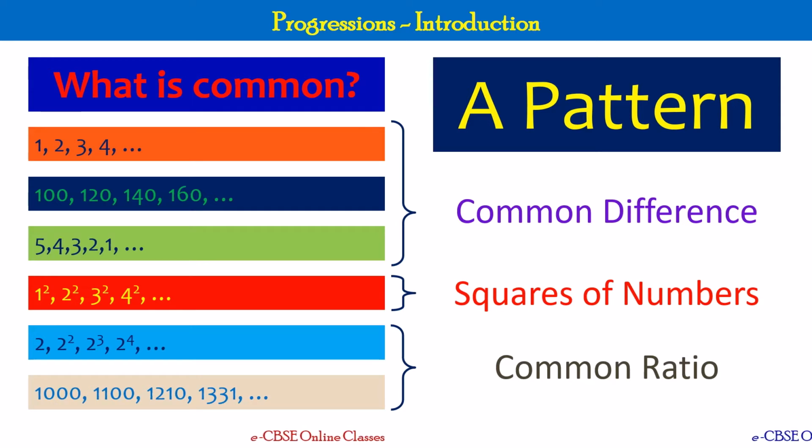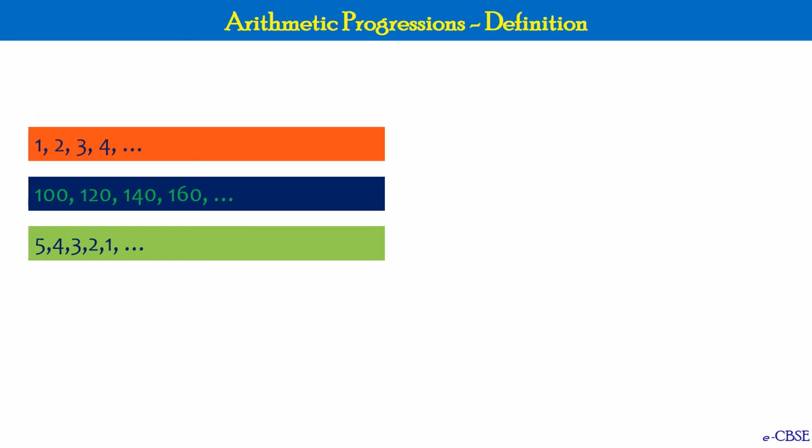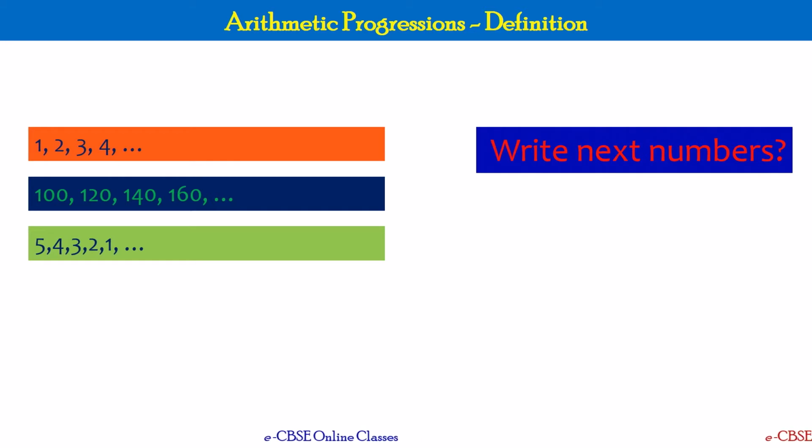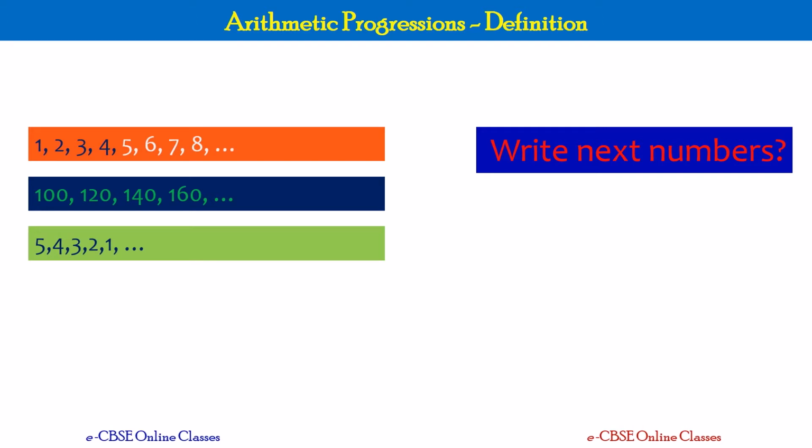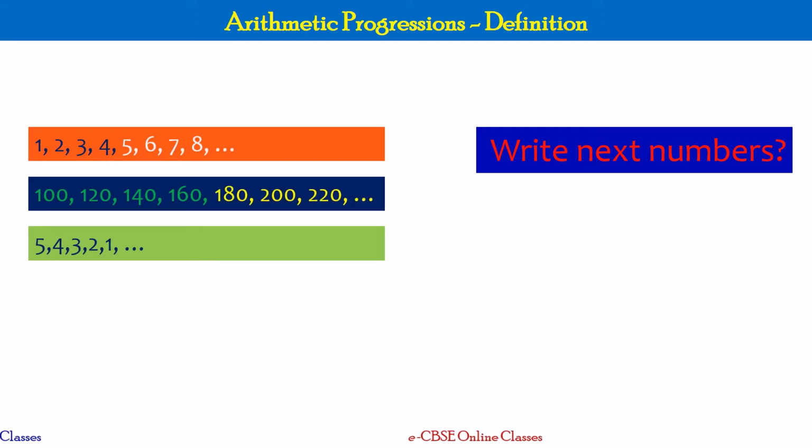So let us specifically take the first type of series here, which is the first three series. Looking at these, can you come up with what will be the next numbers in each of these? In the first one, you can obviously say that next numbers will be 5, 6, 7, 8. And the second series, it will be 180, 200, 220, etc. And the third series, after 5, 4, 3, 2, 1, the obvious numbers will be 0, minus 1, minus 2, minus 3, and so on.